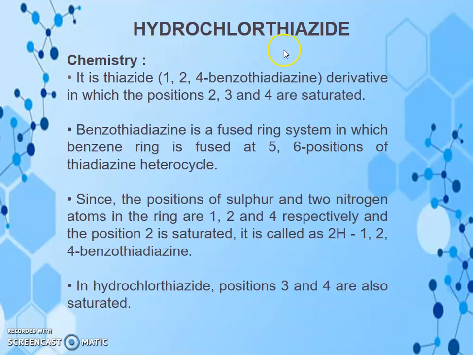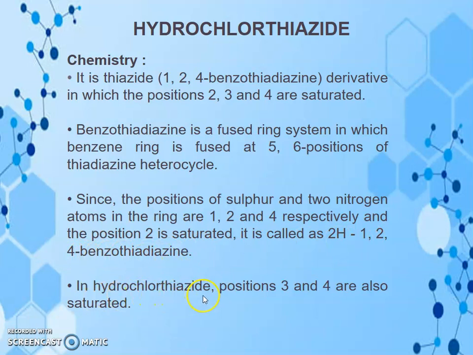Then the next drug is hydrochlorothiazide. Chemistry: it is a thiazide, that means a 1,2,4 benzothiadiazine derivative, in which the positions 2, 3 and 4 are saturated. Benzothiadiazine is a fused ring system in which the benzene ring is fused at the 5 to 6 position of the thiadiazine heterocycle. Since the positions of sulfur and 2 nitrogen atoms in the ring are 1, 2, 4 respectively, and the position 2 is saturated, it is called 2H-1,2,4 benzothiadiazine.